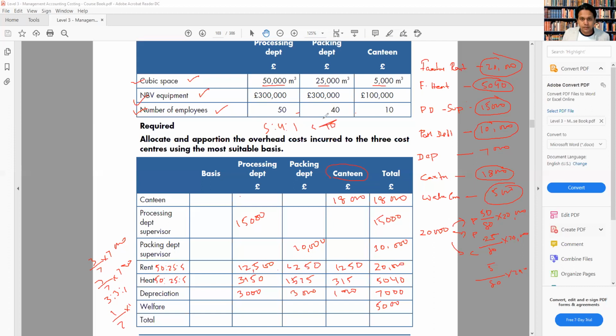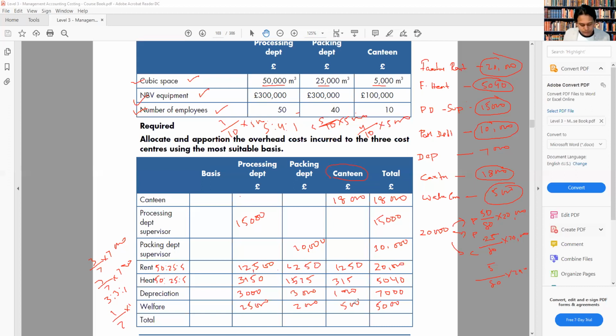10 over 5 times 5,000. 4 over 10 times 5,000. And 1 divided by 10, 5,000. It's very simple. So 2,500. Then 2,000. All right. And finally 500.